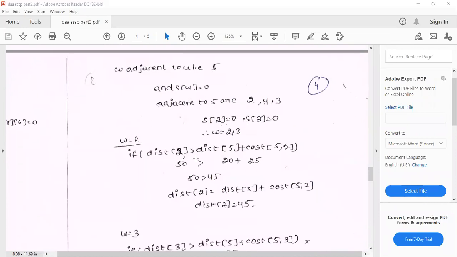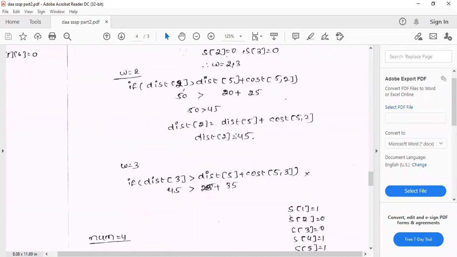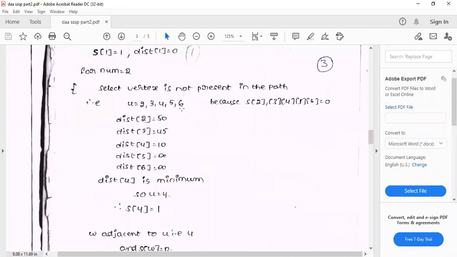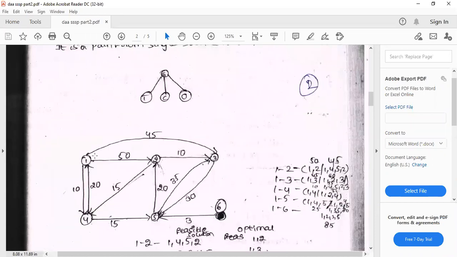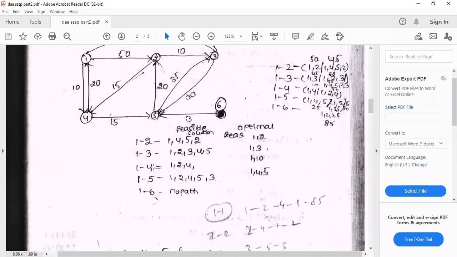That is, we update distance 2 by using vertices 4 and 5, which are already in the path. So we are updating distance 2. Here distance 2 is 45. Actually the direct path from 1 to 2 is 50. But by using the fourth vertex and fifth vertex we update the distance, and it is 45.